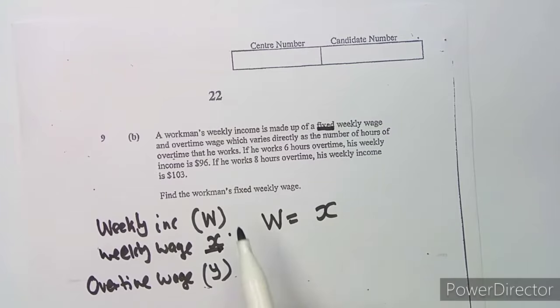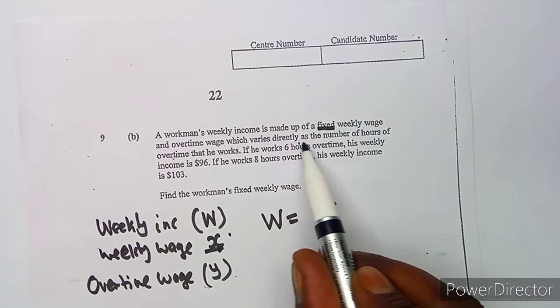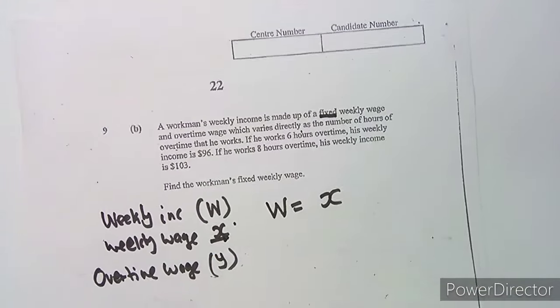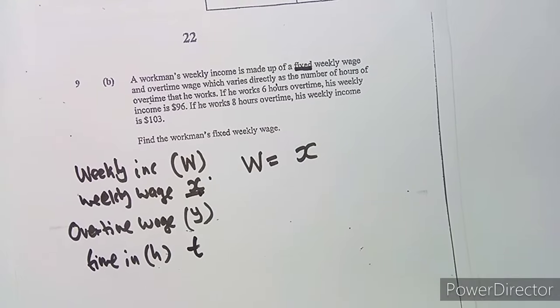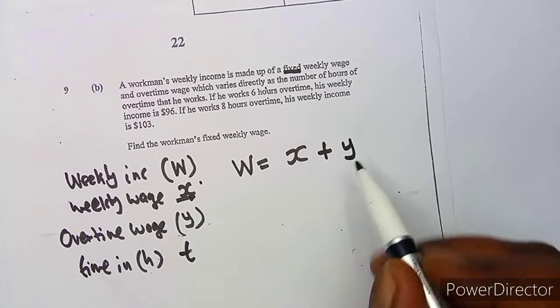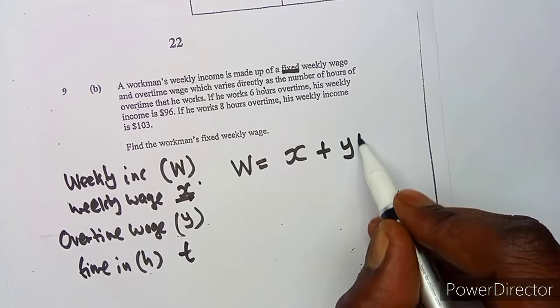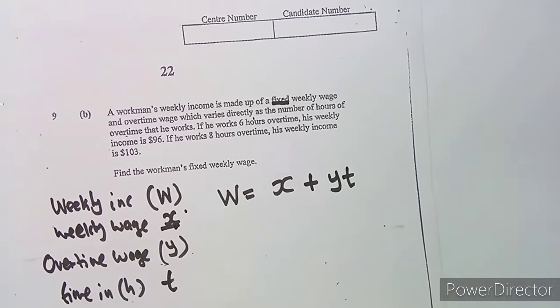Here we are given that the overtime wage varies directly as the number of hours, which means we've got the time in hours. So let T be the time in hours. The overtime wage has to correspond with the time in hours, so you multiply these two. So W, which is the weekly income, is equal to the fixed weekly wage plus the overtime times the number of hours. That's what we are given in this case.